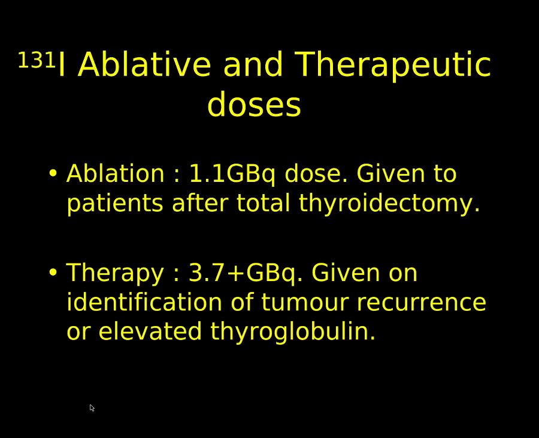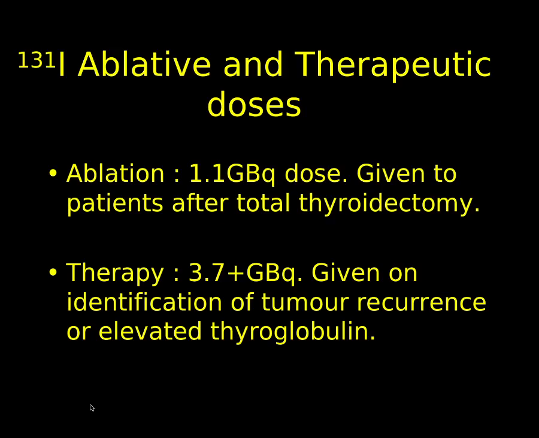So I said I'd explain the difference between ablative and therapeutic doses of iodine 131. Well, the standard treatment for patients with thyroid cancer is total thyroidectomy. After the total thyroidectomy, we give the patient an ablative radioactive iodine dose, usually 1.1 gigabecquerels. An ablative radioactive iodine dose is one which is given to patients immediately after their primary surgery in order to eliminate any remaining areas of normal thyroid tissue and make subsequent thyroglobulin measurements very sensitive.